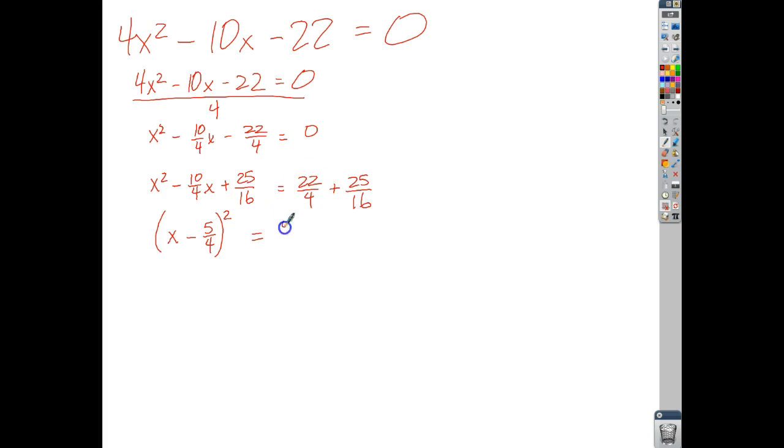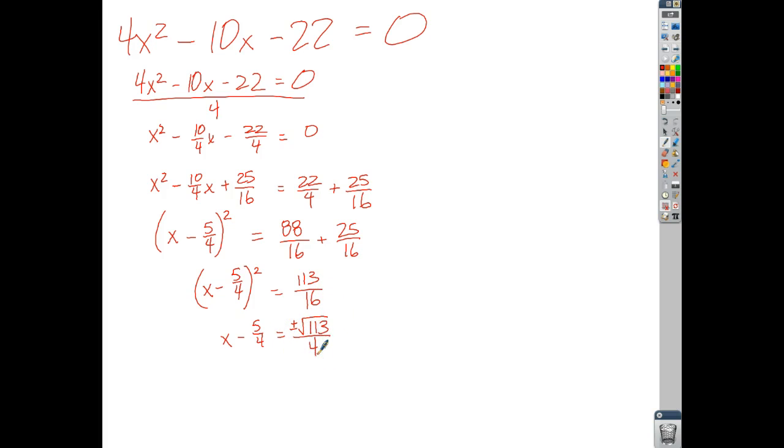So 22/4 becomes 88/16, okay, plus 25/16 is going to give me x minus 5/4 squared is equal to 88 and 25 is 113 over 16. Okay. Next, I'm going to take the square root of both sides, so I get x minus 5/4 is equal to, well, the square root of 113 is just radical 113, plus or minus. Okay, and the square root of 16 is 4.